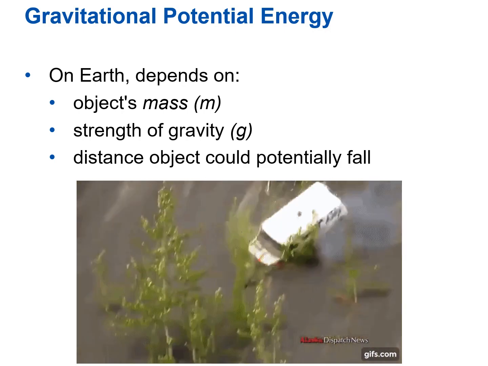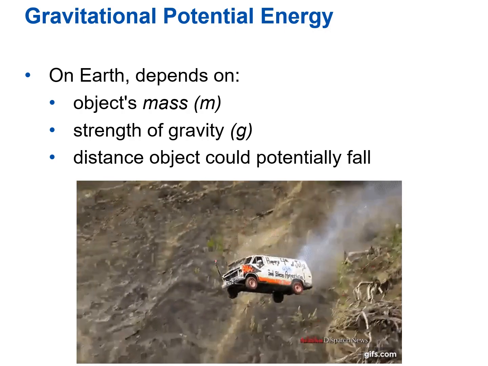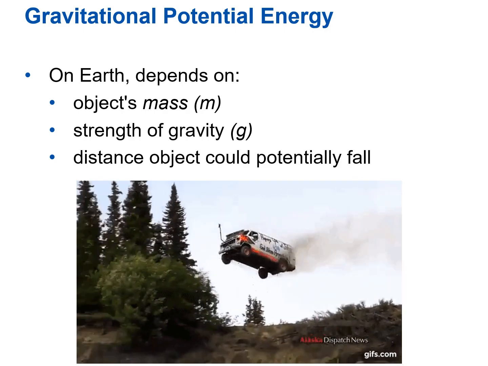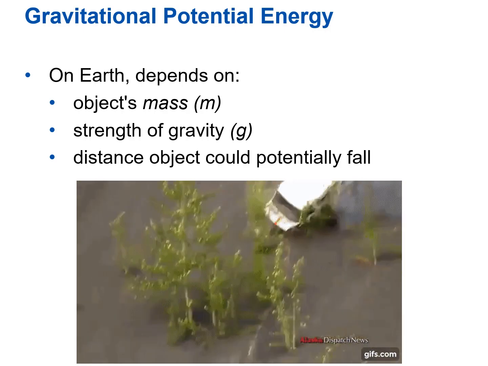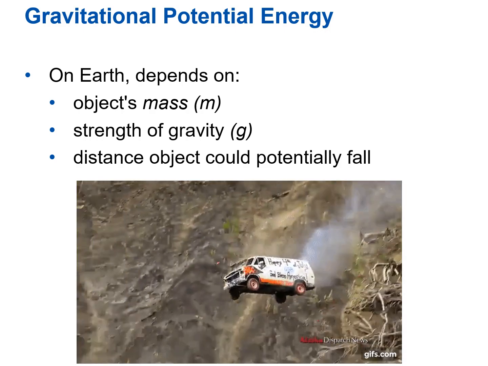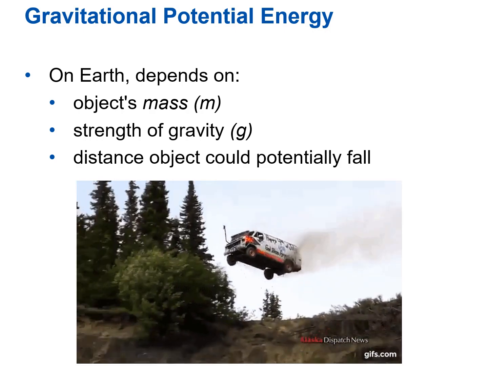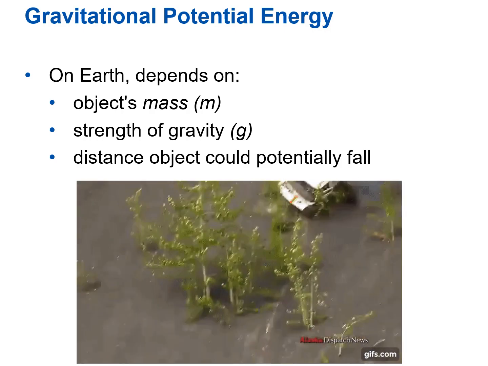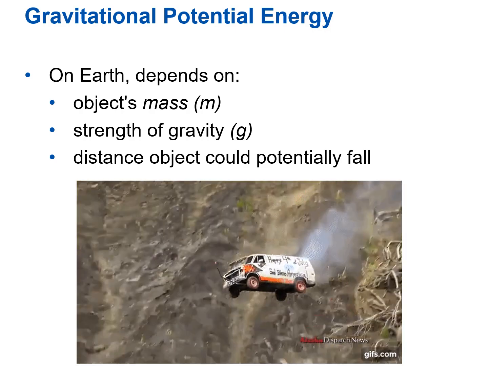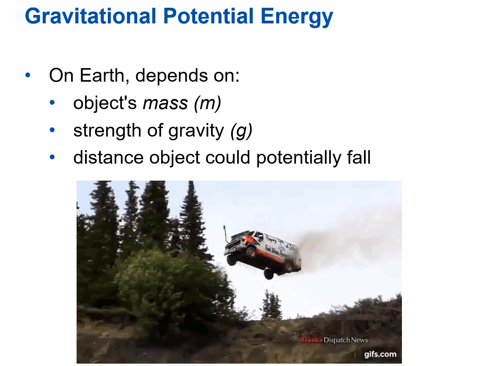The second specific example of energy useful for understanding astronomy is called gravitational potential energy. As the name implies, it is under the category of potential energy. On Earth, it depends on an object's mass, the strength of gravity, and the distance the object could potentially fall. I gave you an example before of a rock high on a cliff. Well, here's a van high on a cliff, and so it's got a lot of potential energy.